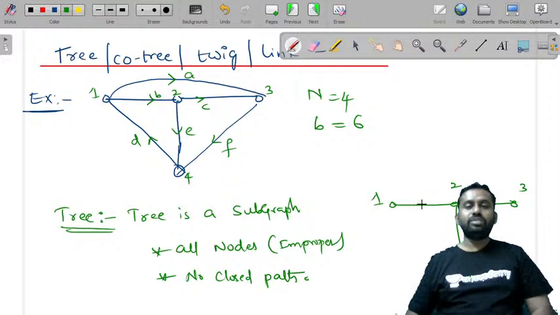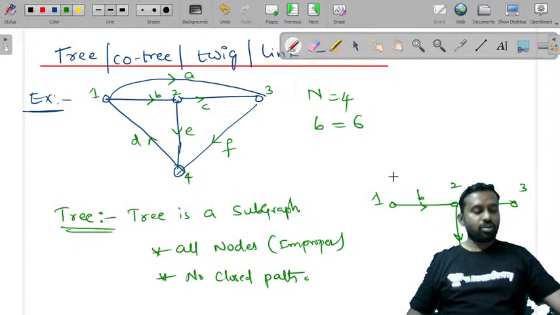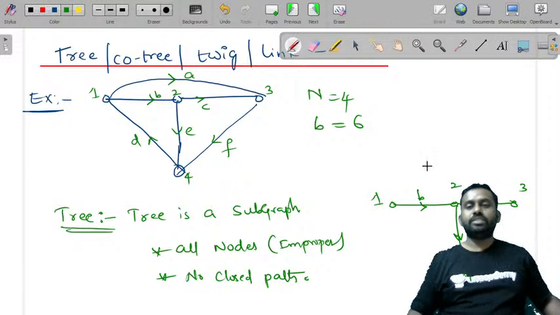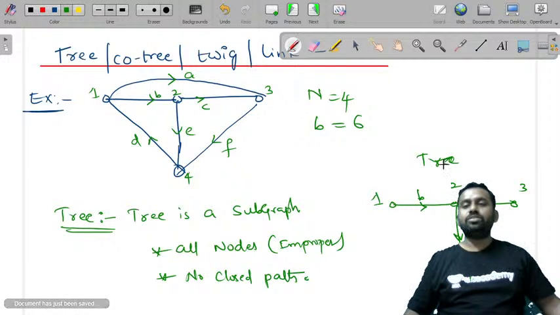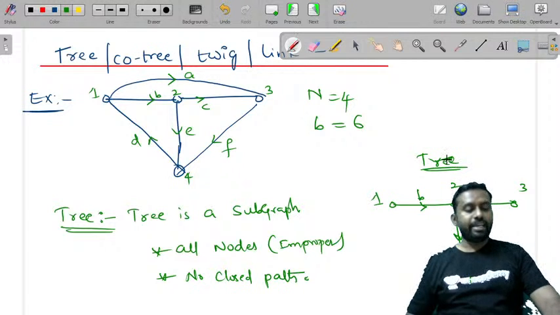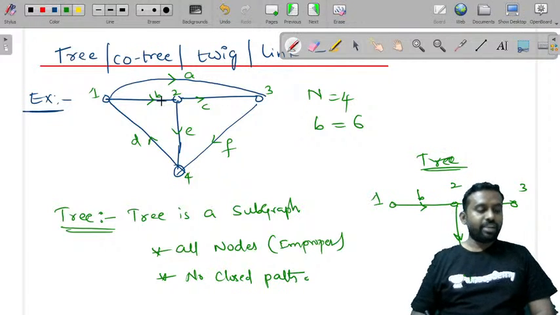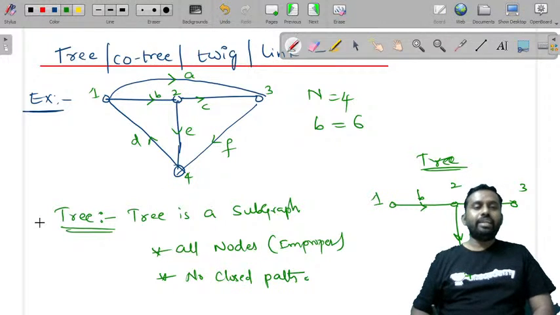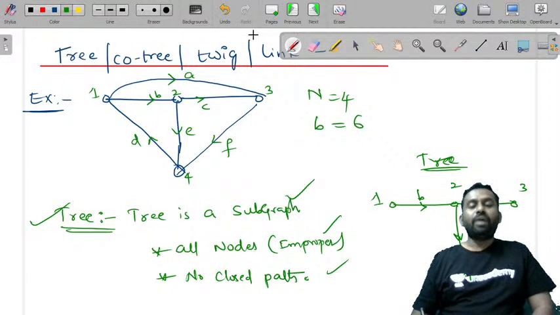You have all four nodes, but you do not have any closed path. B, C, E. So this is called a tree. It is not that you only have one tree, you can have many number of trees. So a tree is an improper subgraph which does not have any closed path.